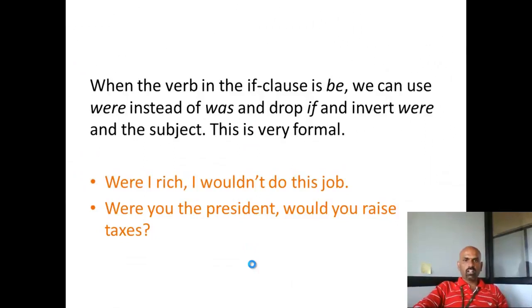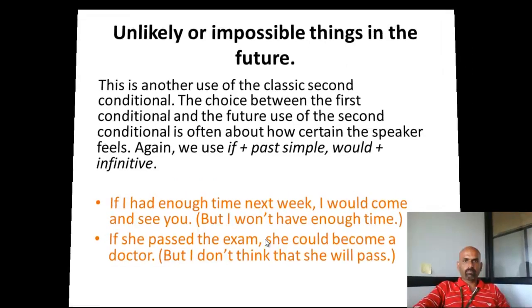Were I rich, I wouldn't do this job. Let me ask you the question: how will you make this into an if clause? Were I rich, I wouldn't do this job. It is a formal one because we have already seen one. And here, if I were rich, I wouldn't do this job. To make it more formal, if has been dropped, were has been brought to the front, and I next, that's the subject. Were I rich, I wouldn't do this job. Were you the president, would you raise the taxes? So these are very formal sentences. Very simple ones, you can use them in your regular writing.